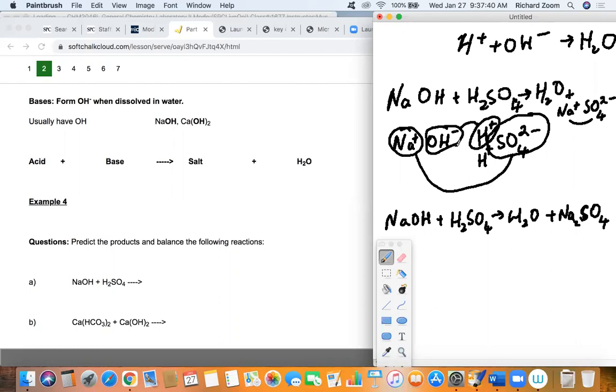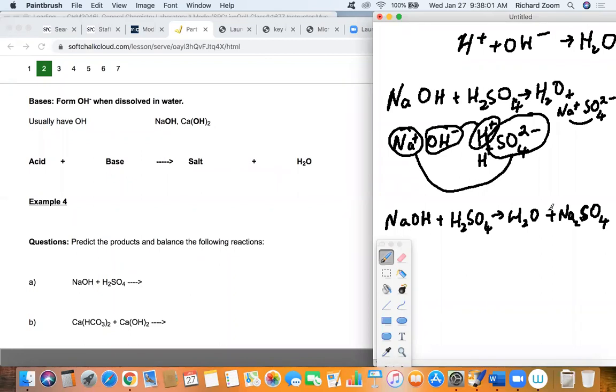Again, it's for the same reason I'm only using one H plus and one OH minus from over here. It's because my first priority is not to balance the reaction. My first priority is to figure out what compounds I'm getting, and those compounds will always even out for their positive and negative charges. That's always the first priority.